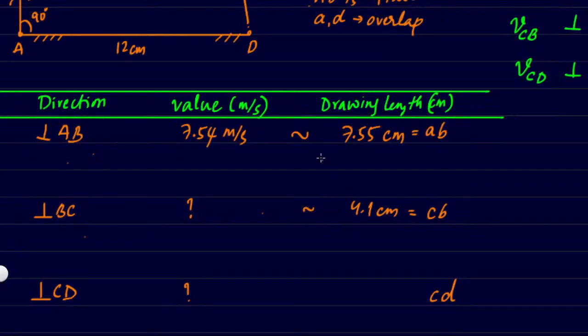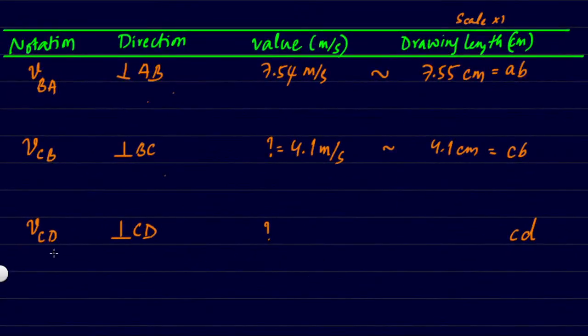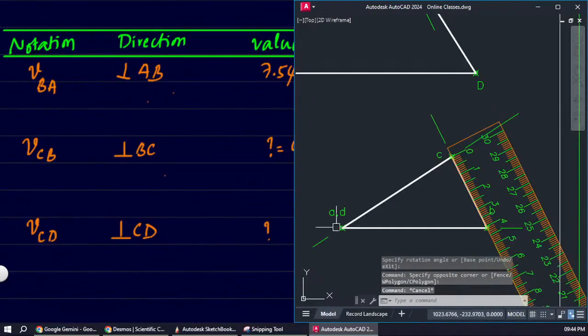So when we convert, you can see the scale that we took here. Scale was 1, so it will be divided by 1. So here the value that we get is 4.1 meters per second. Same way, if you want to find the velocity of C with respect to D, we'll have to measure the length CD.